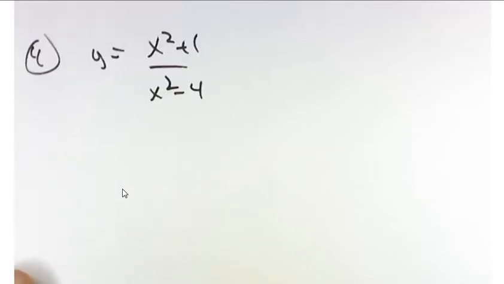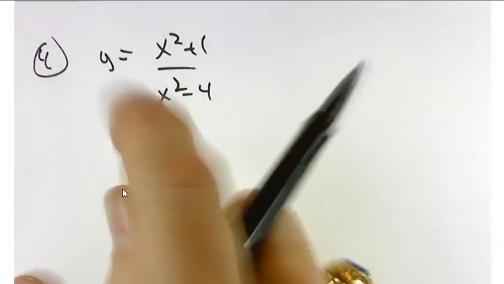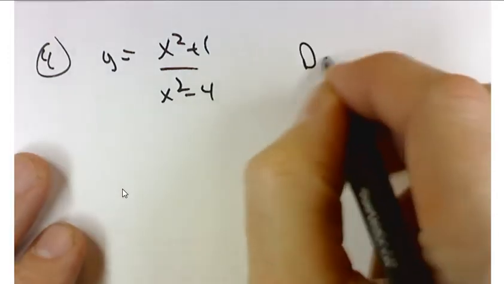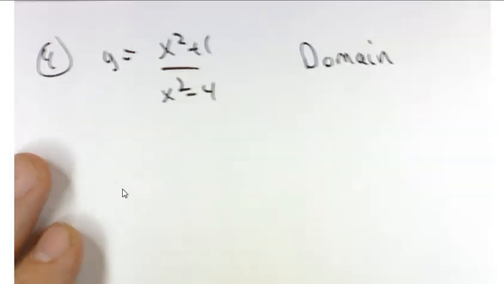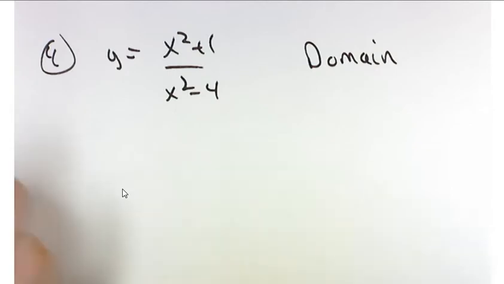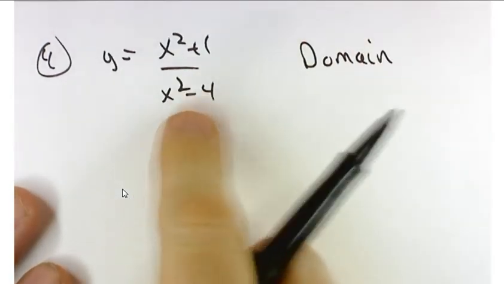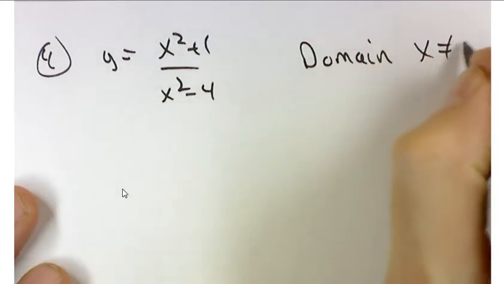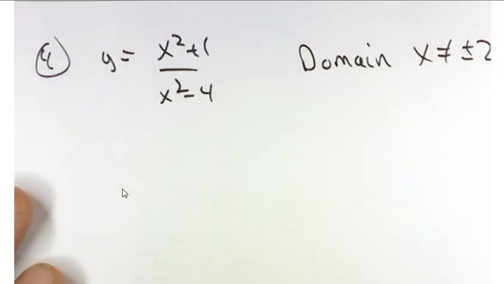Let's start as we always do. What's the first step in working with these types of functions? Domain. So the domain in this one is anything but what? Positive or negative 2. So x is not equal to plus or minus 2.